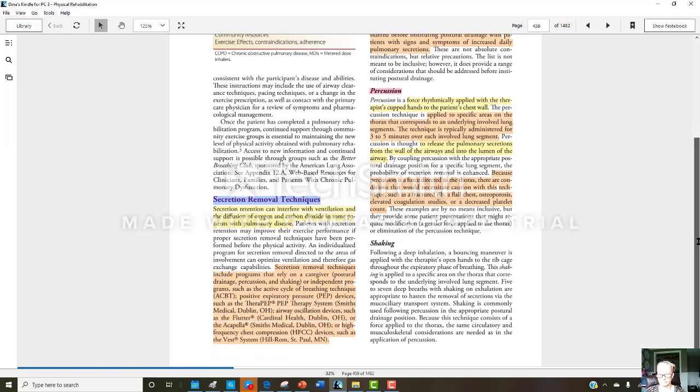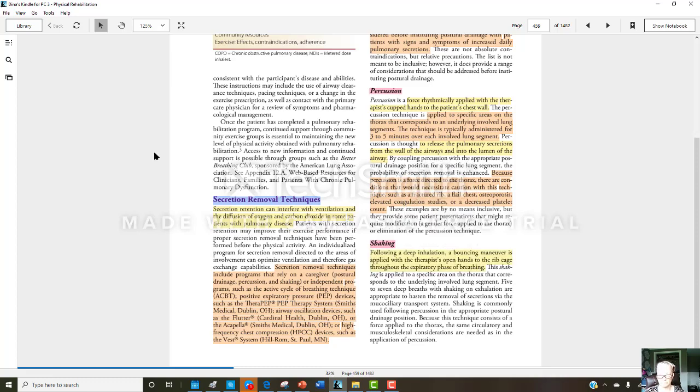a gentler force applied to the thorax, or elimination of the percussion technique. Shaking: following a deep inhalation, a bouncing maneuver is applied with the therapist's open hands to the ribcage throughout the expiratory phase of breathing. This shaking is applied to a specific area on the thorax that corresponds to the underlying involved lung segment.